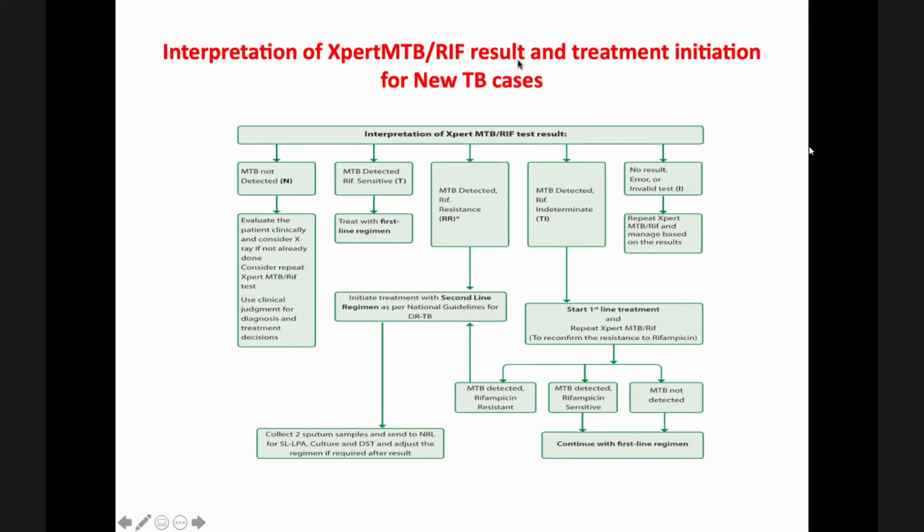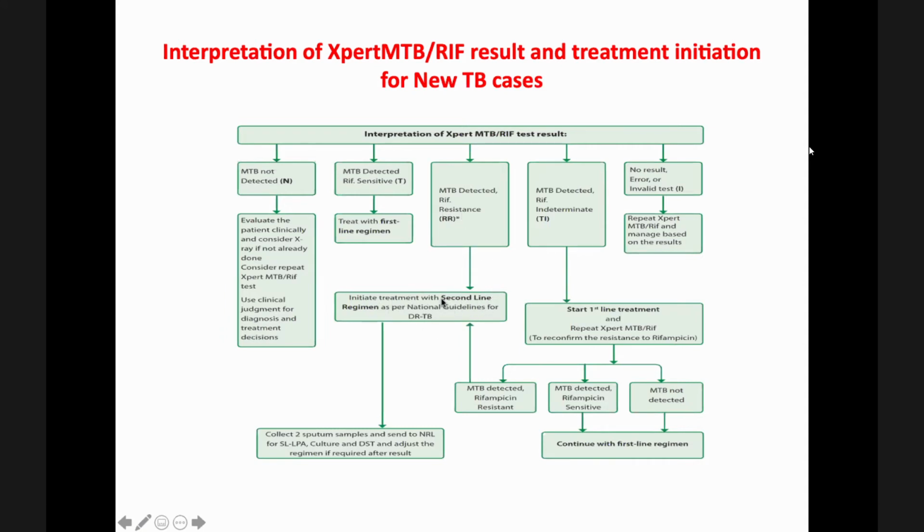Interpretation of Xpert RIF results and treatment initiation for a new TB case: as I told, N, T, RR, TI, and I, that is the report that you are going to get. If MTB not detected, evaluate the patient clinically and consider X-ray if not already done. You can consider a repeat Xpert test. If MTB detected and RIF sensitive, then treat with a first line regimen. If MTB detected and RIF resistant, then you can initiate treatment with the second line.